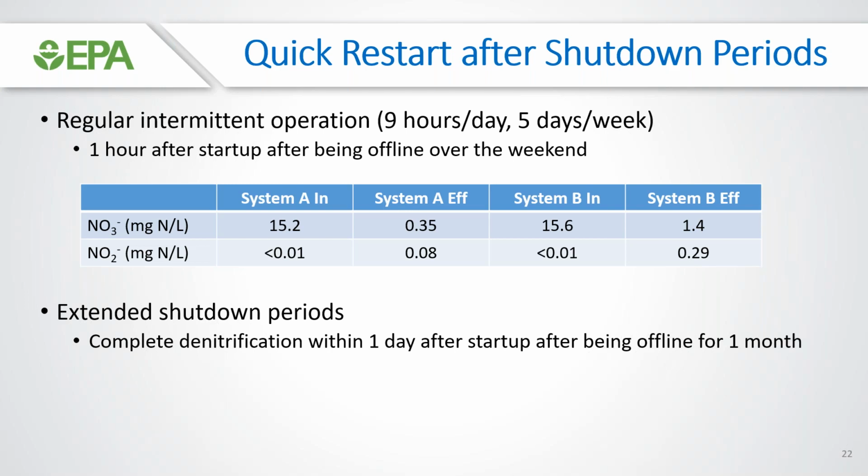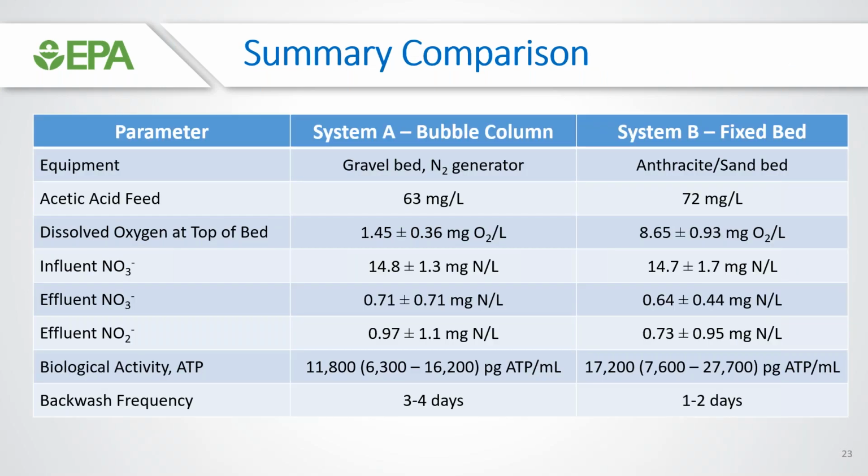Looking at the extended shutdown periods, we've observed complete denitrification, so the nitrate in the effluent is less than 0.5, and nitrite also less than 0.5. That was achieved within a day after startup, after it had been offline for a month. So this quick reacclimation is good news for small systems, at least for the heterotrophic denitrification.